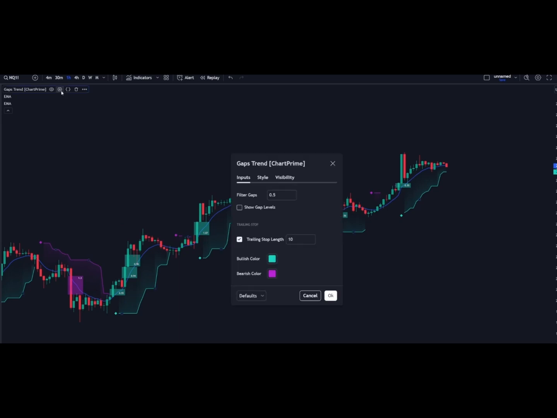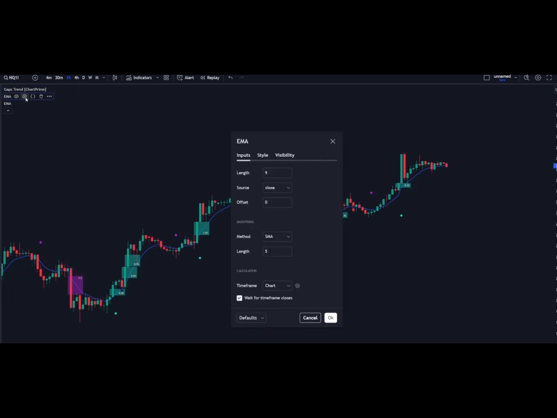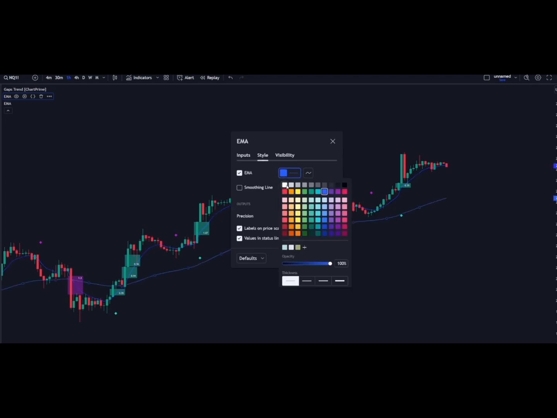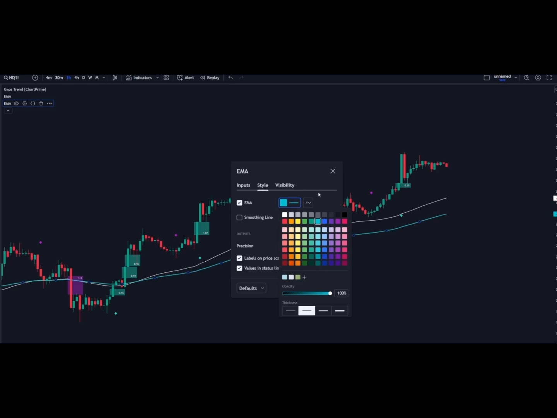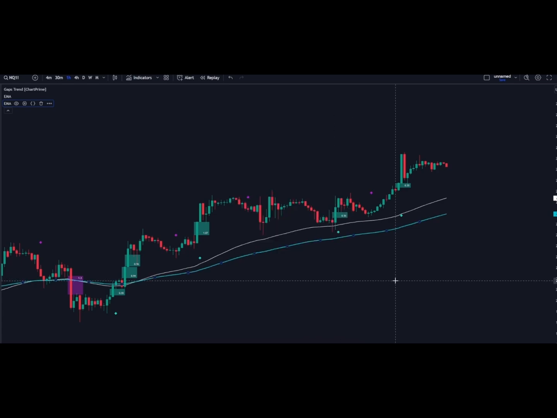Now go to the Gaps Trend settings and uncheck the trailing stop loss. Now go to the first moving average settings and change the length to 75 and change the color to something you can easily see. Next, go to the second moving average settings and change the length to 125 and change the color to something different than the first moving average. I also like mine a bit thicker, so go ahead and make it as thick as you like. The first moving average will act as a stop loss, whilst the second moving average will act as a filter.